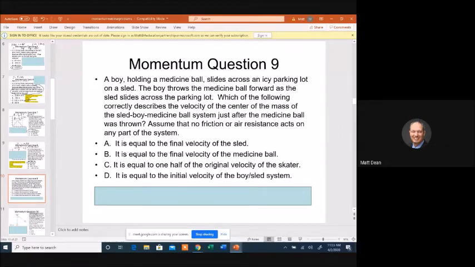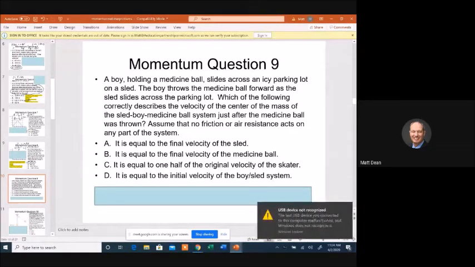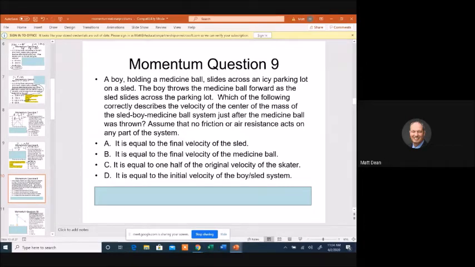All right, so this boy and sled and ball are all sliding. They're a closed system. The boy pushes the ball, the ball pushes back on the boy, so there's no net force acting on the system. This is another one of those situations where the velocity of the center of mass in a closed system does not change. The momentum of the center of mass in a closed system does not change. So that being said, the answer is D. The final velocity is equal to the initial velocity. Those are the final and initial velocities of the center of mass of the system. Those do not change.